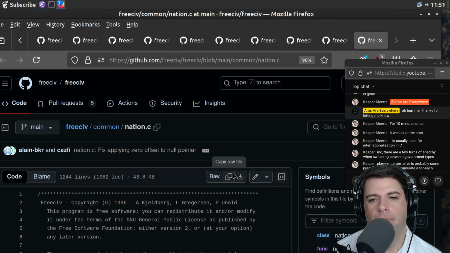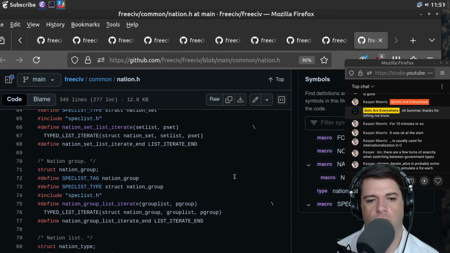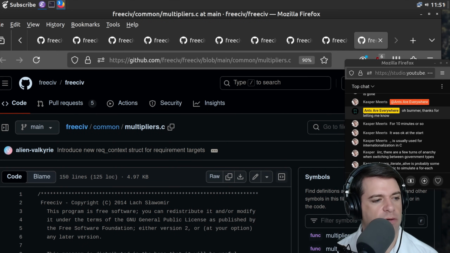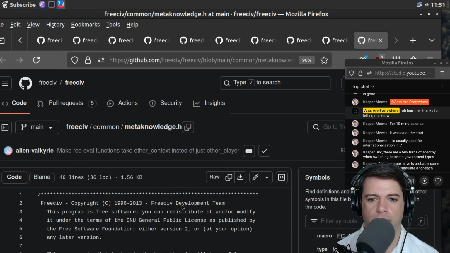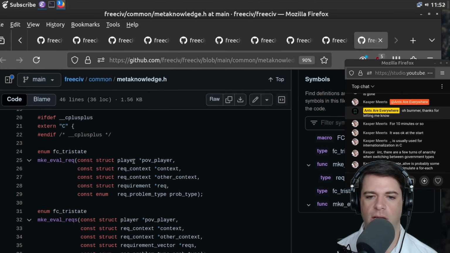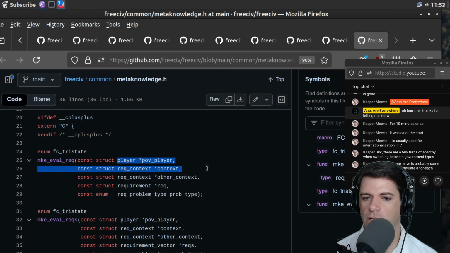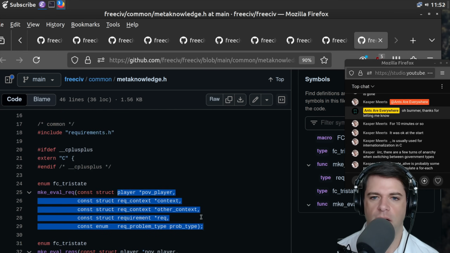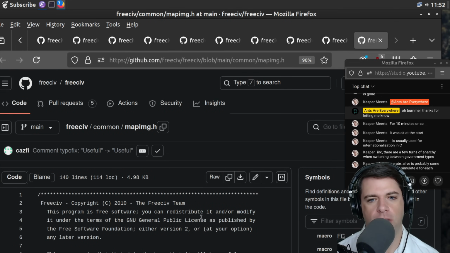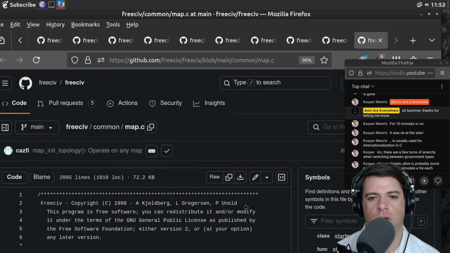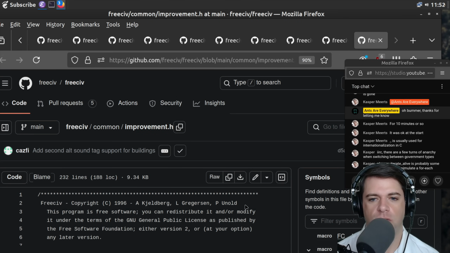Okay. I don't think we really need to look at nation, but we'll scroll through it just to see if anything jumps out. I think maybe, where are we for time? I think maybe the last thing I want to do is take a quick look at the AI stuff. Although I do want to know what meta knowledge is. Make eval rec. So some POV player, context, other context requirement, rec problem type. I don't know what that is, so I'll ignore it. This is map stuff, map image, map types. I'll just assume that we know more or less how that sort of thing goes.